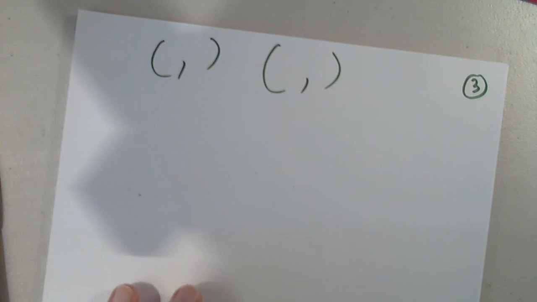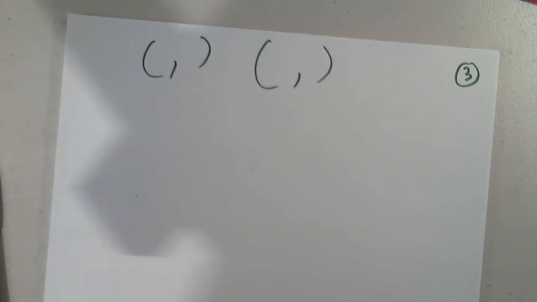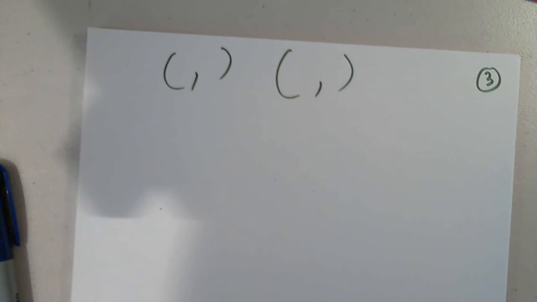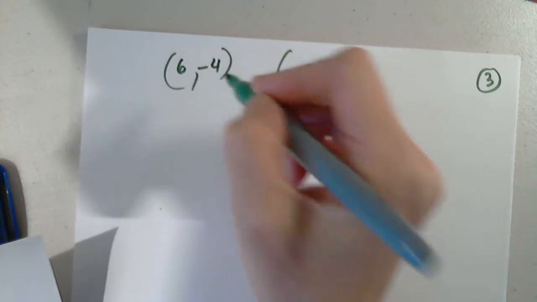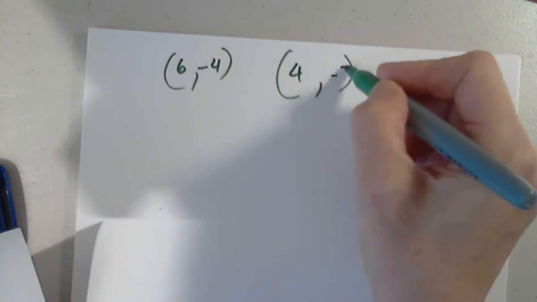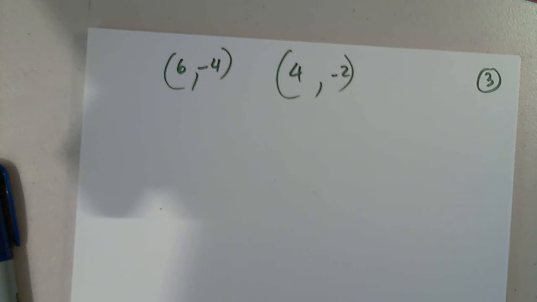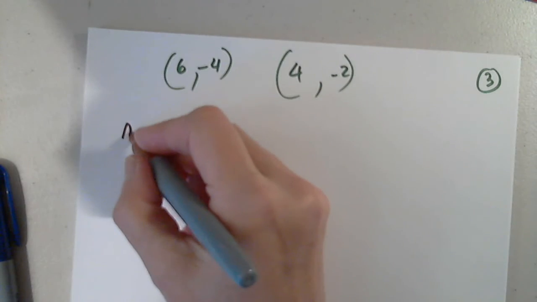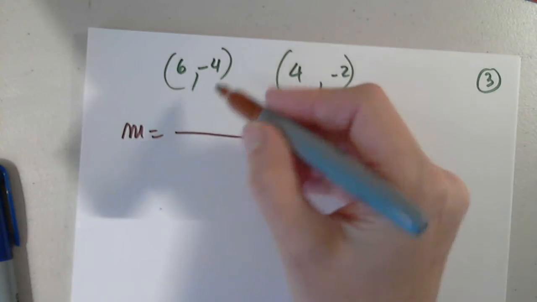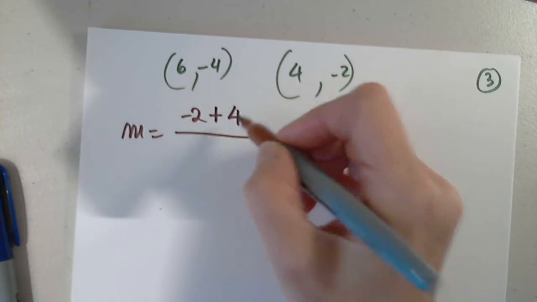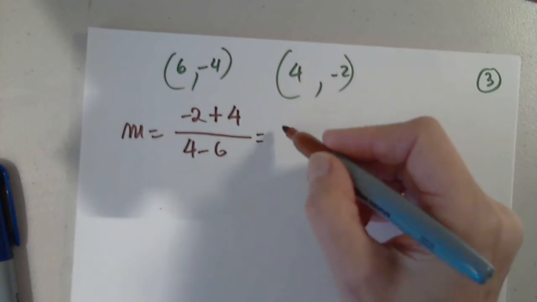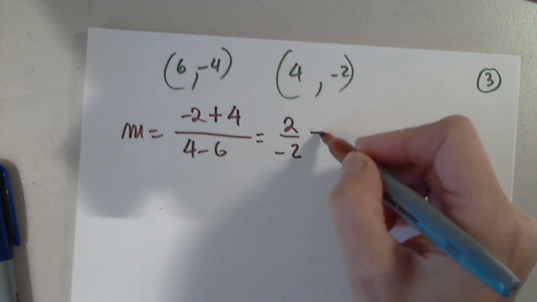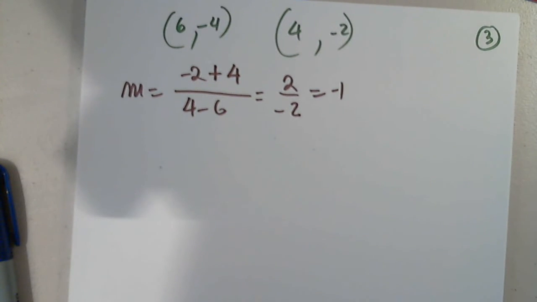So can anyone give us any 2 ordered pairs? Let's do number 8. Okay, so we have 6 comma negative 4 and 4 comma negative 2. So the same procedure, I find the slope, y2 minus y1, negative 2 plus 4 over 4 minus 6, always in the same order.